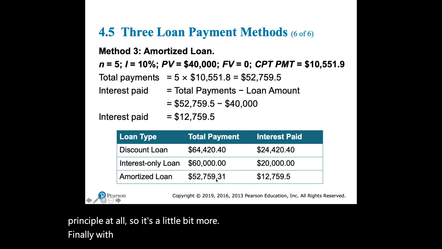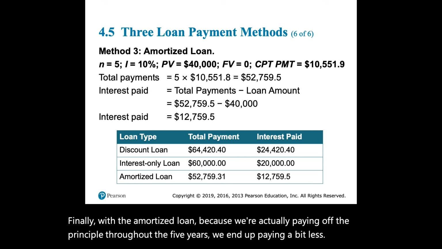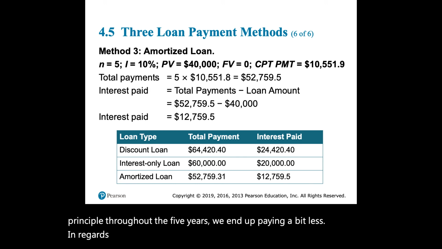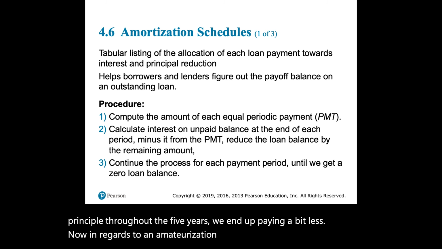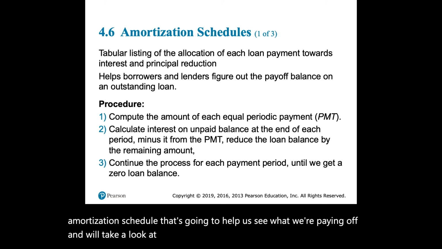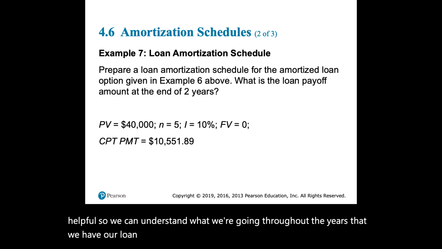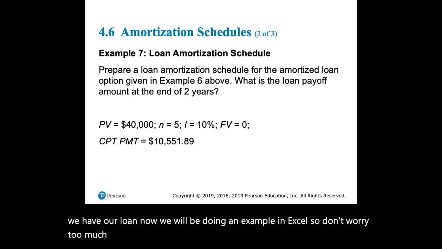Now, in regards to an amortization, there is a way to set up an amortization schedule that's going to help us see what we're paying off, okay? We'll take a look at it in just one moment. But really, the idea is it's helpful so we can understand what we're owing throughout the years that we have our loan, okay? Now, we will be doing an example in Excel, so don't worry too much about computing the numbers. The way that it works is we're going to figure out, first, what is our equal payment, okay?